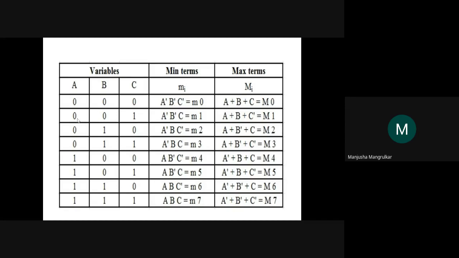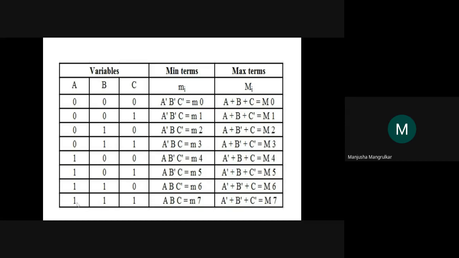Now see the example of second, 0, 0, 1. So the min term is A complement, B complement, C, right? Now here max term is A ORing B ORing C complement. 1 is there, so C complement. This is a max term. So that difference you have to keep in mind, what the min term is and what the max term is. Max term is denoted by capital M. Min term is denoted by small m. Here it is ANDing, here it is ORing.